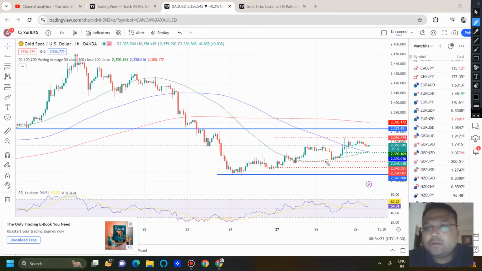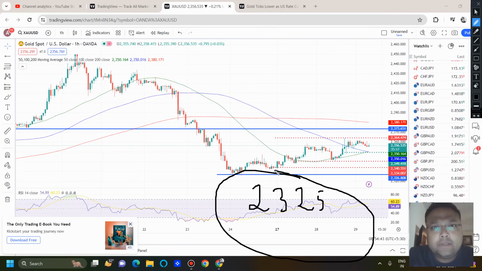But in the US session, the volume is more, so most of the time the market breaks the support or breaks the resistance because volume is high here. So here we have the low of 2325, the blue line here. If the market surprises everyone with volume, then obviously you can look for a buy above this.